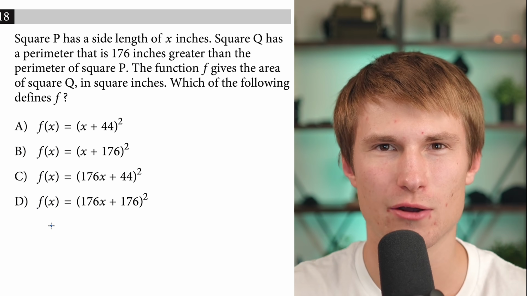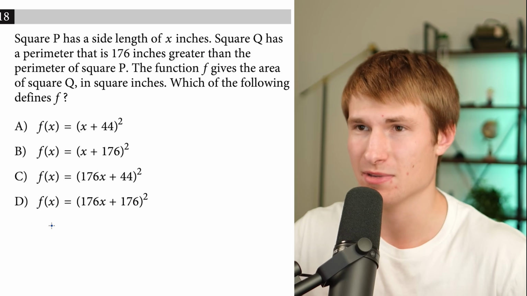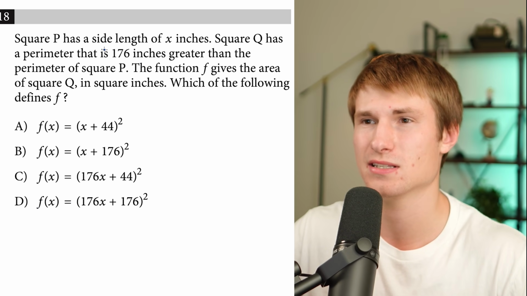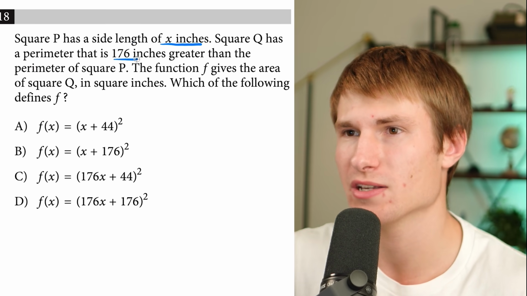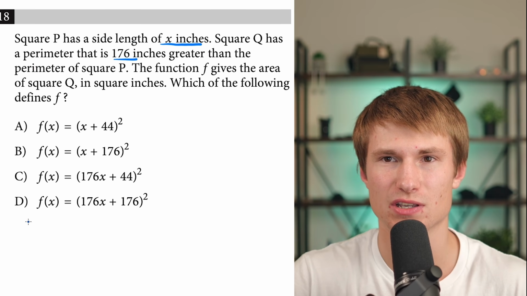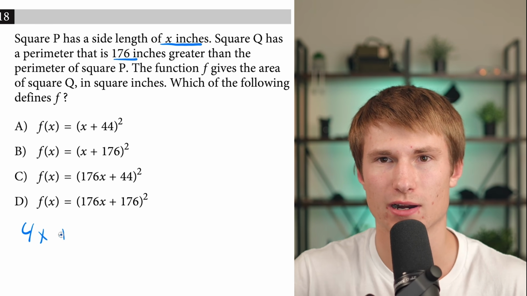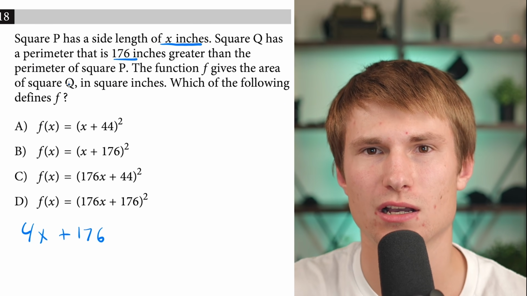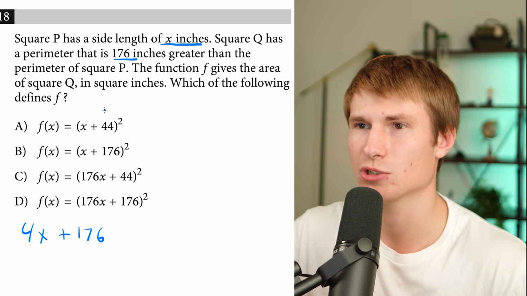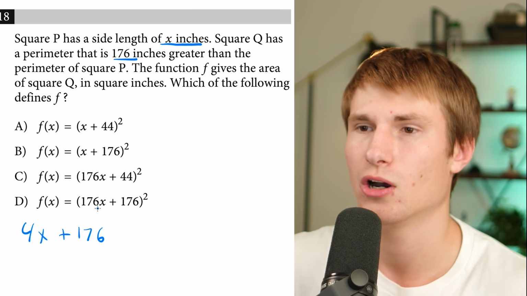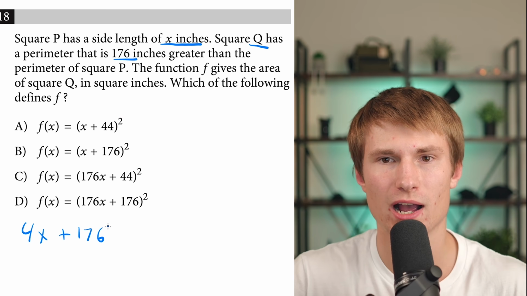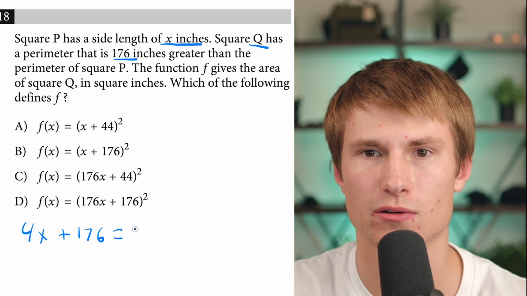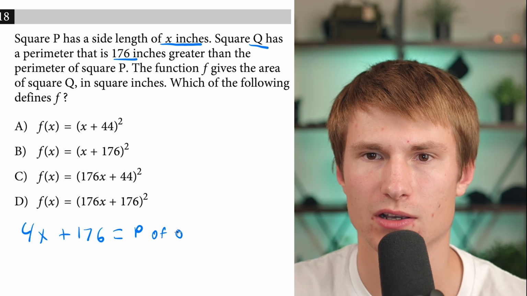Here's how to break down hard SAT math problems to make them easy and simplistic. Question 18 states square P has a side length of x inches. Square Q has a perimeter that is 176 inches greater than the perimeter of square P. The function f gives the area of square Q in square inches. Which of the following defines f? Okay, well, we know that ultimately the perimeter of square Q is going to be 4x plus 176. All right, that is equal to the perimeter of square Q.